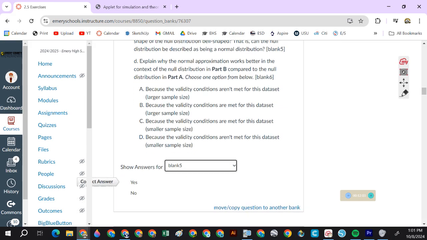So why is the normal approximation better in B than it is in A? Because we have more samples, right? If we don't have 10 successes and 10 failures, it's a bad idea to use the normal curve.